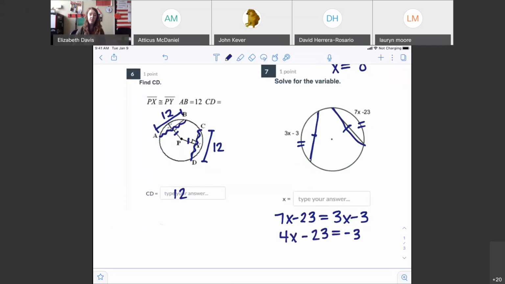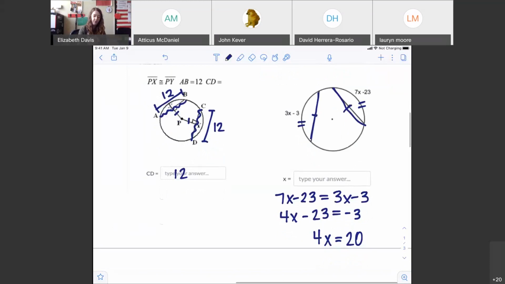What should we do with that 23? Yeah, we're going to add 23 to both sides. So negative 3 plus 23 is 20. So when we divide by 4, what is x equal to? 5. Beautiful. Right.